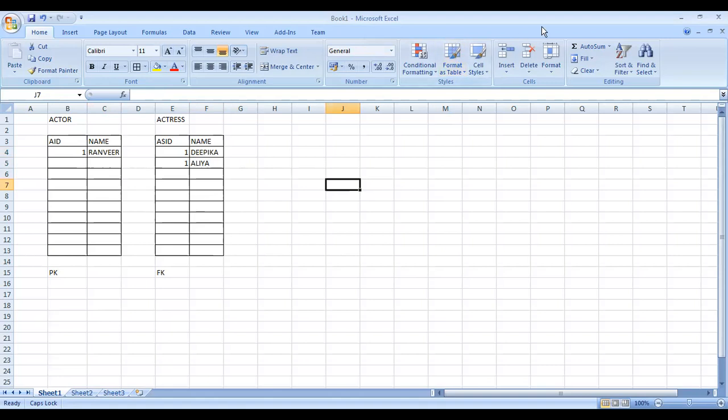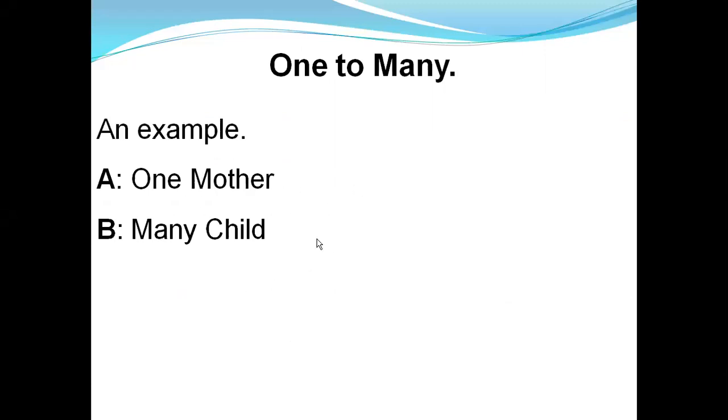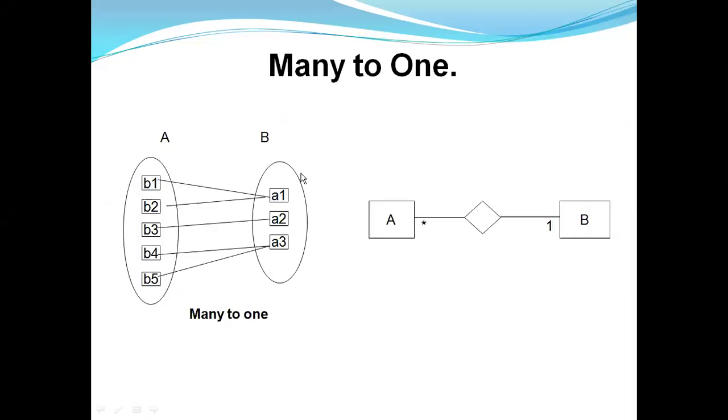Simple. So what could be the example of 1 to many in real life? We can say that one mother, many children. Mother is related with the many children, but children are related with that specific mother. That is a 1 to many. Now, 1 to many and many to 1 is always the same. If we look from the mother side, it's a 1 to many. If we look from the child side, it is a many to 1. Exactly opposite to 1 to many.